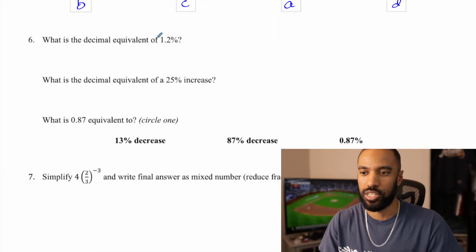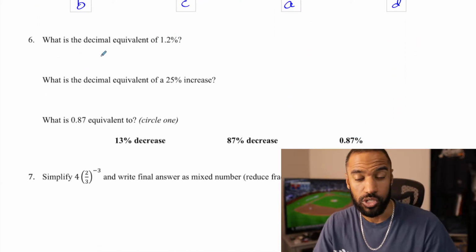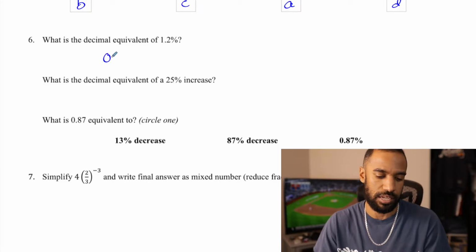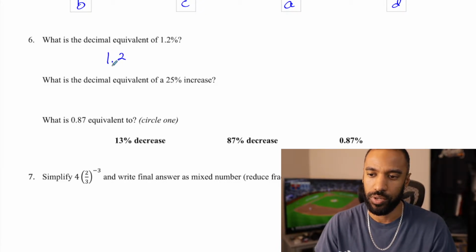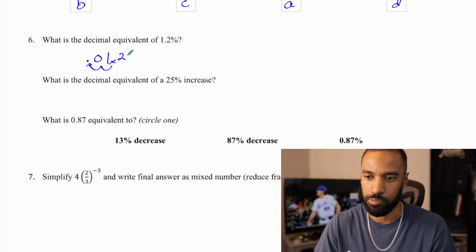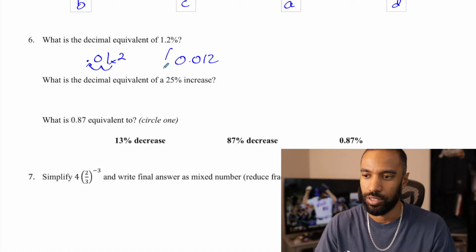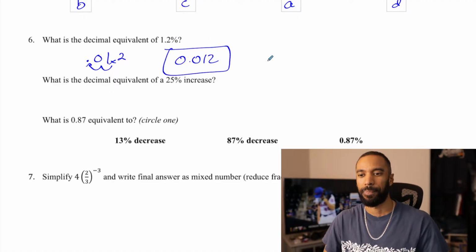All right, number 6. What is the decimal equivalent of 1.2%? We just saw this for the Kelly-Wakasa thing. You take the 1.2 and you shift this 2 decimal places to the left right there. Insert a 0. So it's 0.012. Like that. Best way to write it.